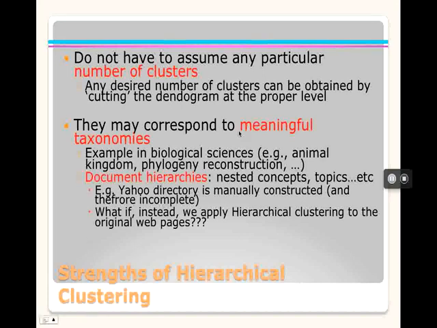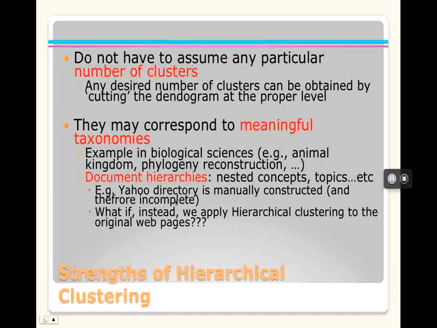They can also correspond to meaningful taxonomies. For example, in biology, the animal kingdom can be considered an example of hierarchy levels. In documents, hierarchy is also very important, like nested topics. For example, sport, and within sport you go into subtopics, maybe basketball. Within basketball you go into subtopics, maybe talking about the players, or another subtopic talking about the teams, etc. For example, here the Yahoo directory.